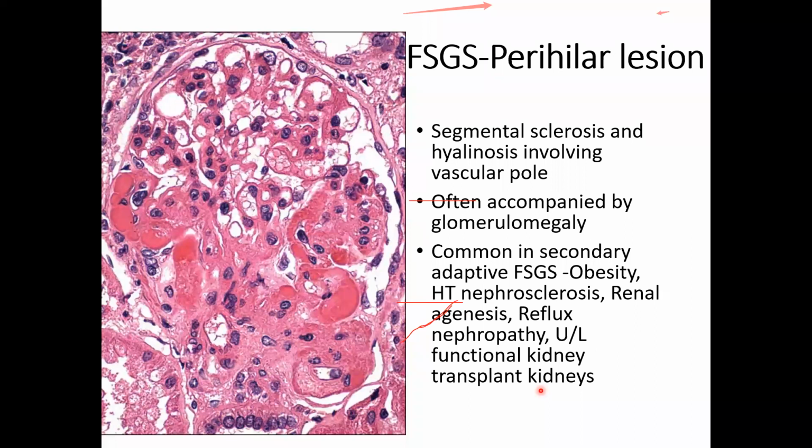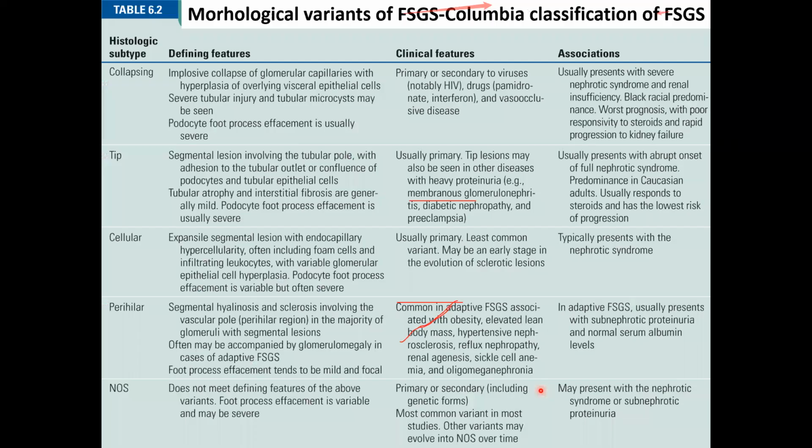Again, to say perihilar variant, we have to exclude collapsing, tip, and cellular variants before considering the perihilar variant. So we saw four different morphologies. If you are not seeing any of these morphologies, we can simply label that case as FSGS, not otherwise specified.